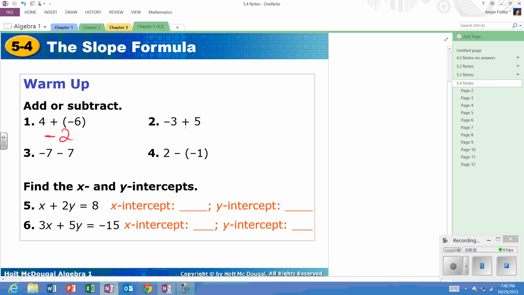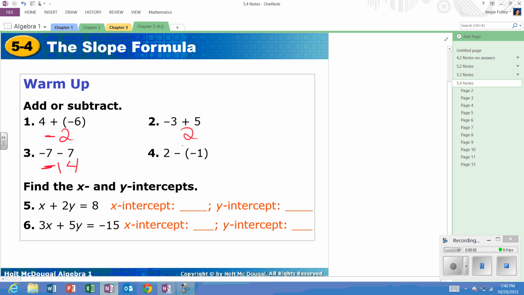Negative 3 plus 5, we're taking 3 away from 5, so we're left with 2. Negative 7 minus 7, that's going to be a minus 14 because we have the same sign. We're just adding them together and tacking on the same sign.